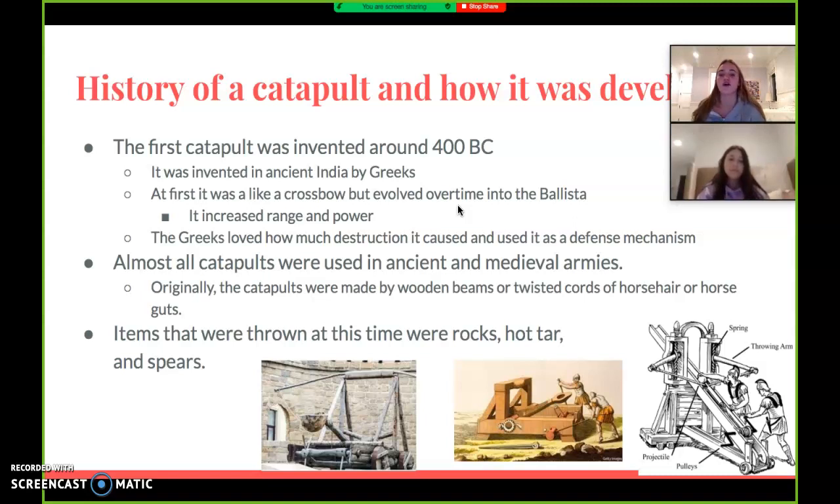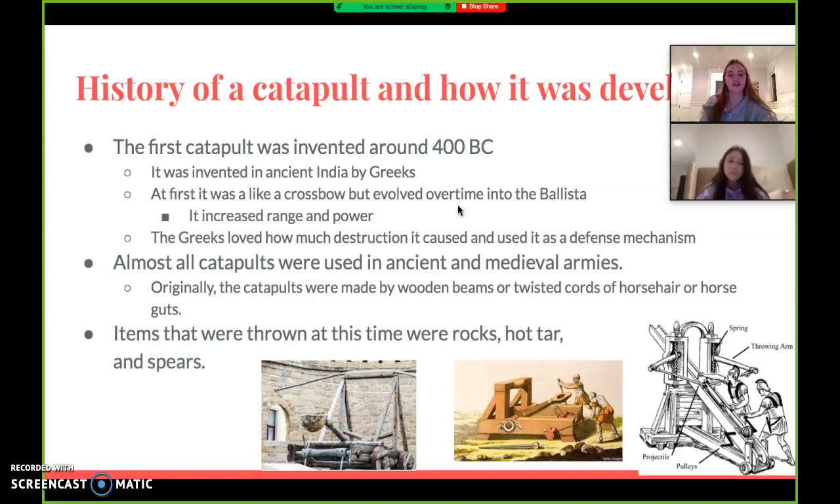The Greeks loved this so much because it caused a lot of destruction and it was a really good defense mechanism. Almost all catapults were used in ancient Greek and medieval times, which means almost all the battles back then after 400 BC used catapults. Some of the things that the catapults were made out of back then were wooden beams, and sometimes parts of horses were used, like twisted horse hair to cause tension, and horse guts. Items that were thrown at this time were rocks, hot tar, and spears.